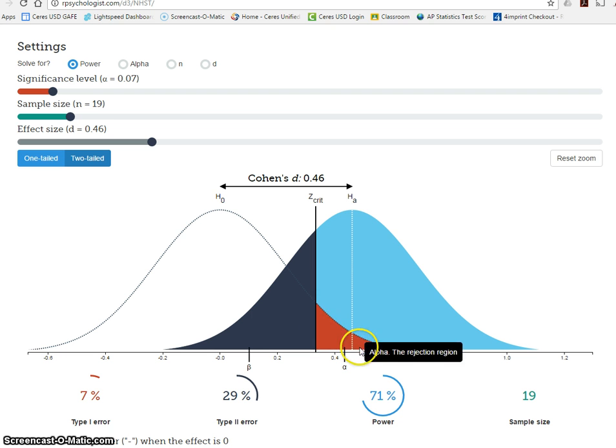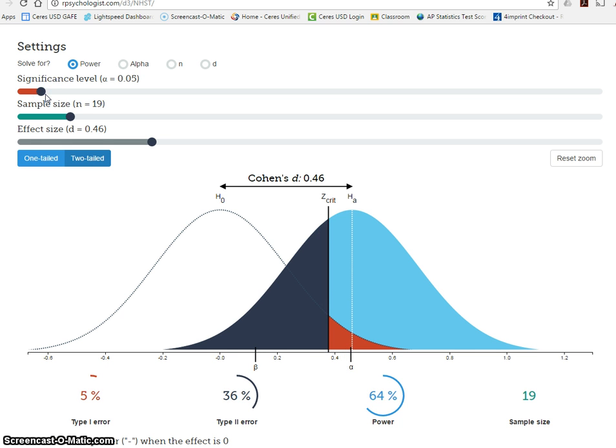Our red part right here is our alpha, or our rejection region. And I'm going to set that to 0.05. Just real quick, our effect size here is 0.46. It's the difference between the null and the alternative hypothesis. Now, what I want you to look at is what happens to my power when I increase my sample size.